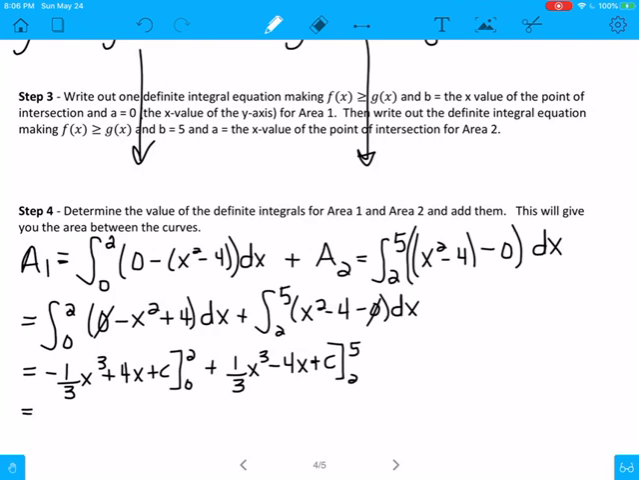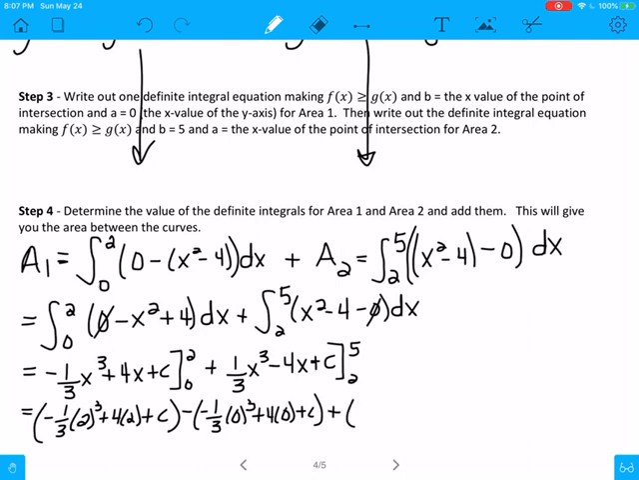And so then I'm going to have to do two longer fill-ins, right? So I'm going to get negative 1/3, 2 cubed, plus 4 times 2, plus c, minus negative 1/3, 0 cubed, plus 4 times 0, plus c, and then plus, do the next integral, 1/3 times 5 cubed, minus 4 times 5, plus c, minus 1/3, 2 cubed, minus 4 times 2, plus c.